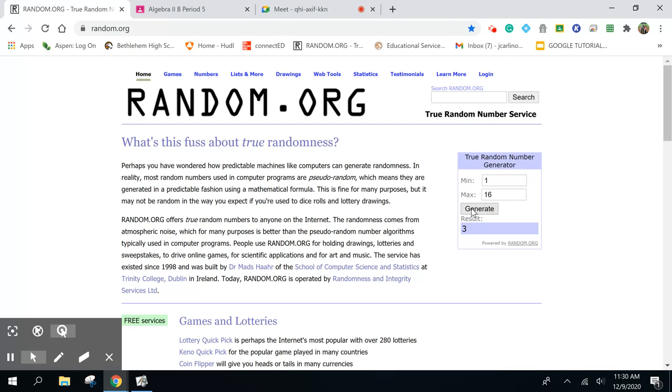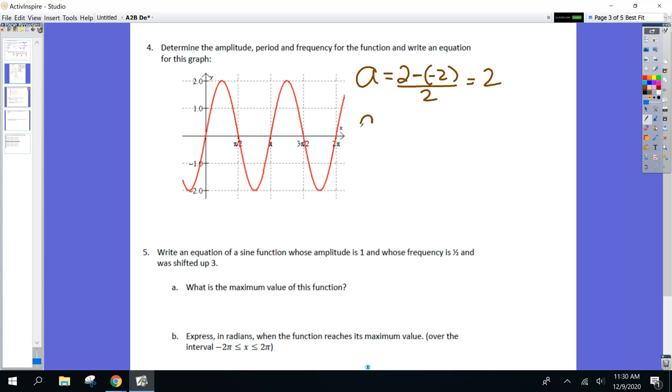This guy. Anna, here we go. Back to you. How about a little C value, Anna? You do the max plus the min divided by 2. Yep. So what's our C value here? 0. Yeah. If the max and the min are the same, there's no shift. If you want to keep that in the back of your mind.